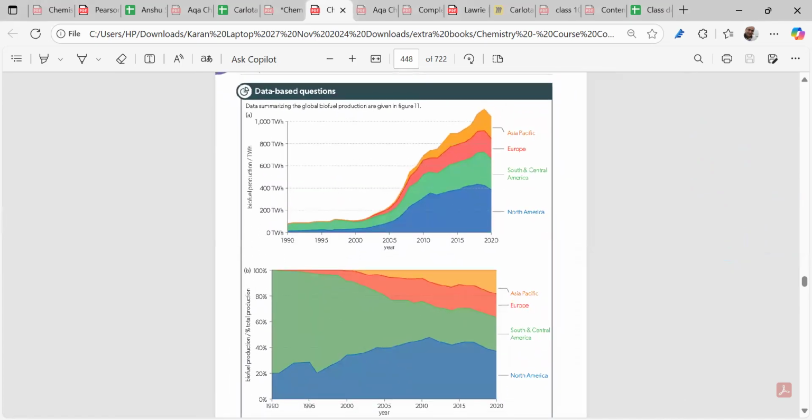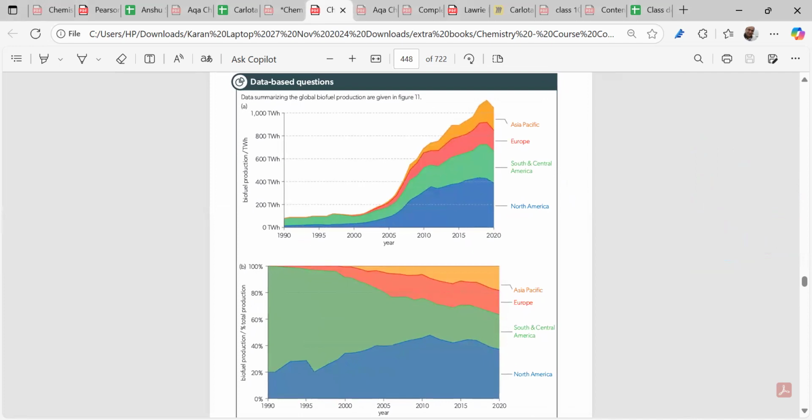There's a summary. We are saying that global biofuel production is increasing. It's increasing because the world economy is driven by oil prices. Oil-producing countries are a handful of countries which force other countries to accept buying their crude oil. So Asia Pacific. It's a very important field we have to understand.